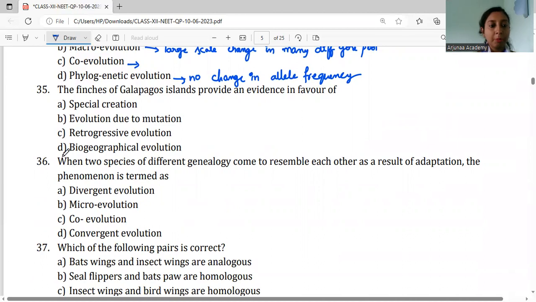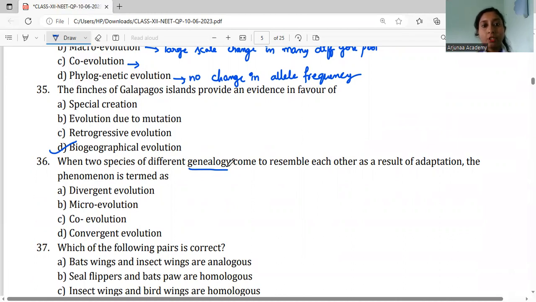Right? So that forms the biogeographical evolution. So it is a direct question. Then 36. When two species of different genealogy, meaning different genetic constitution, come to resemble each other as a result of adaptation, the phenomenon is termed as.